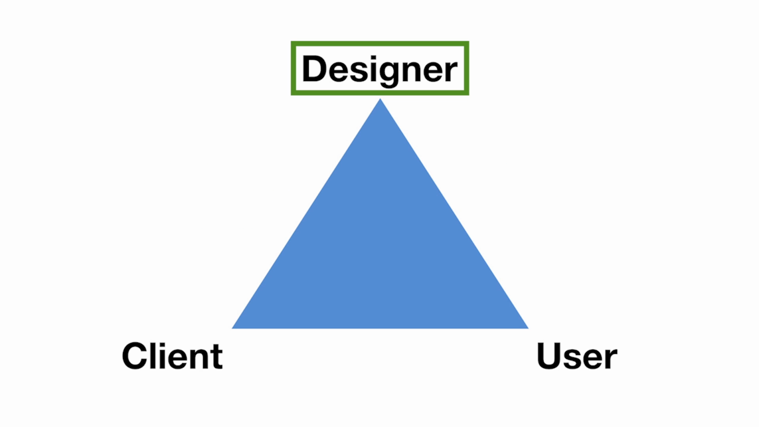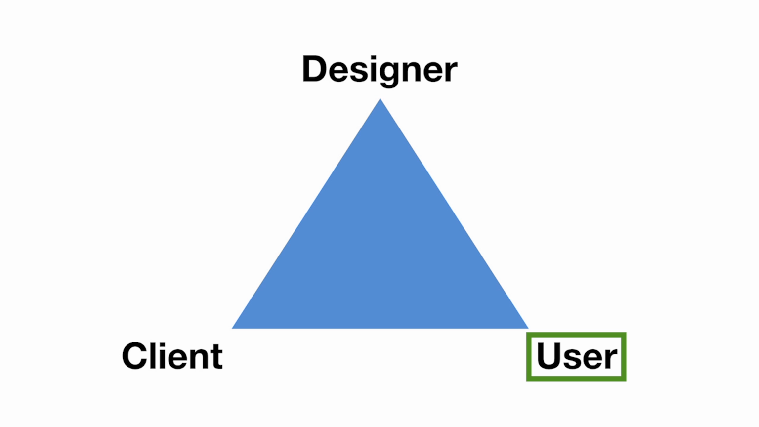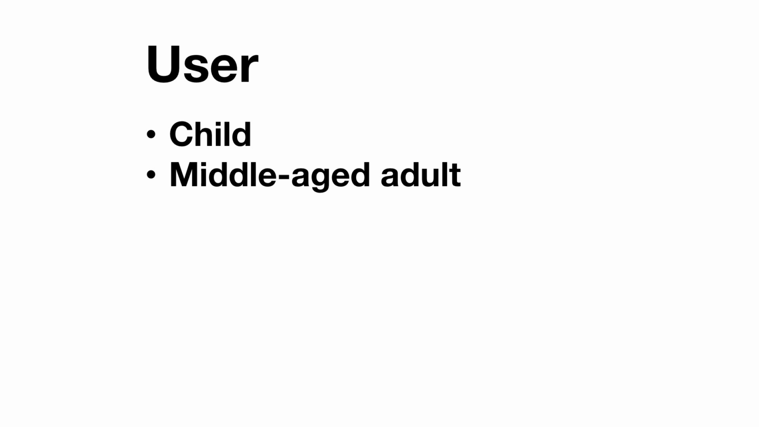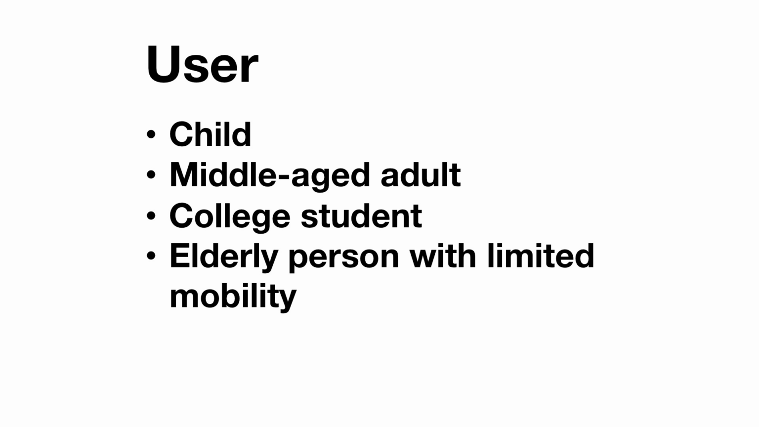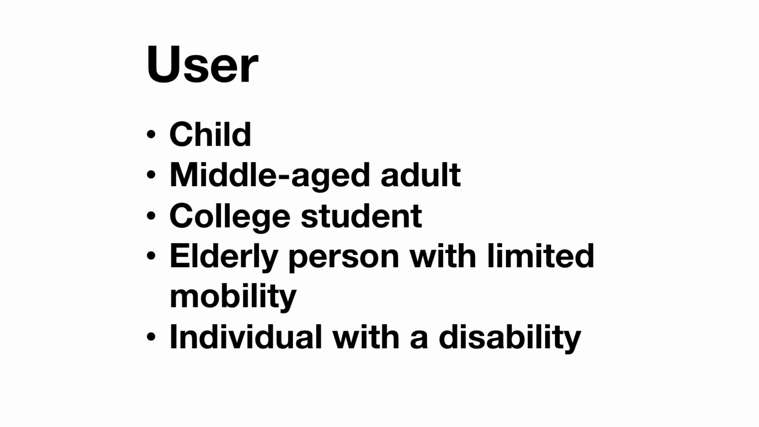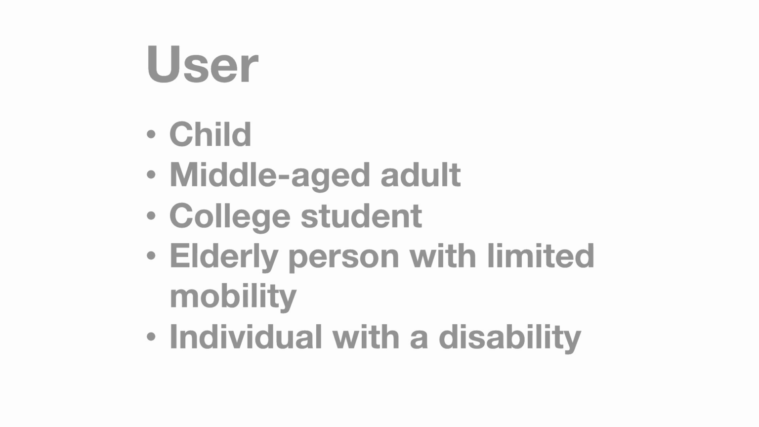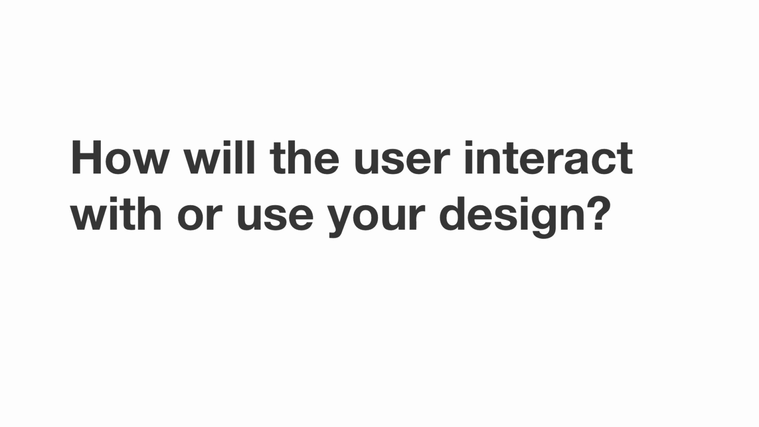Recall the user-designer-client triangle. Remember that as a designer, you may or may not be the primary user. Depending on the type of project you're working on, your user might be a child, a middle-aged adult, a college student, an elderly person with limited mobility, or an individual with a disability. In addition to thinking about who is the user for your device, it is also important to understand how the user will interact with or use your design.